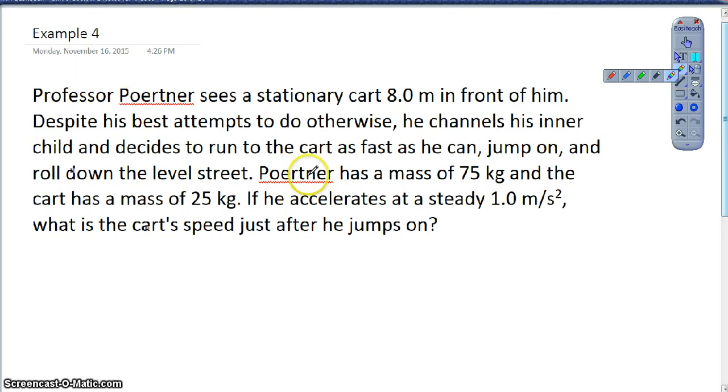But anyway, Professor Portner sees a stationary cart 8 meters in front of him. Despite his best attempts to do otherwise, he channels his inner child and decides to run at the cart as fast as he can, jump on, and roll down the level street.